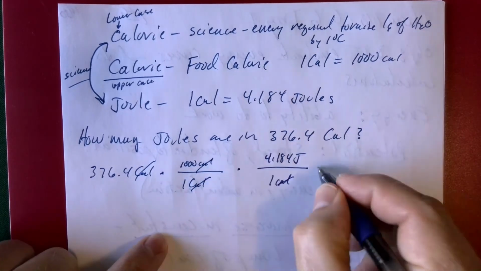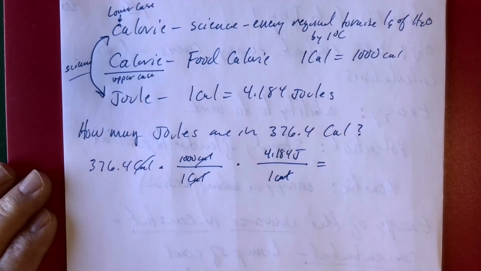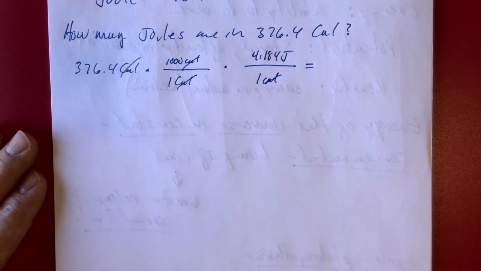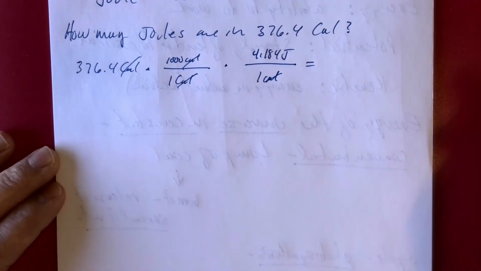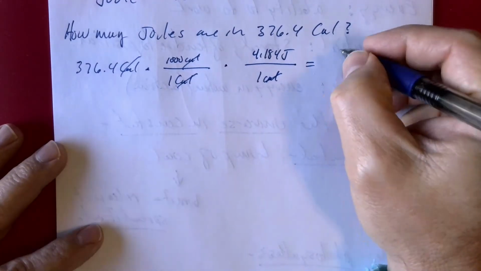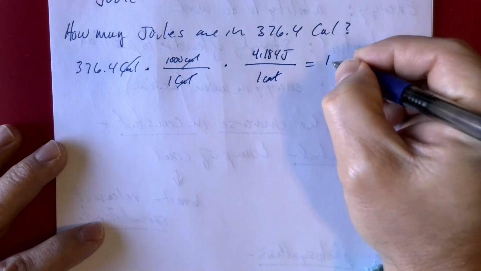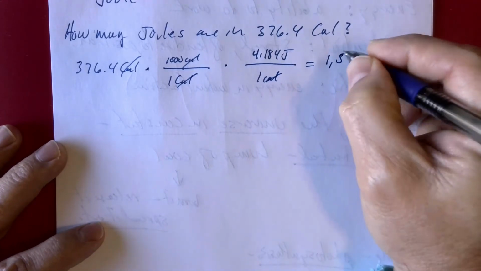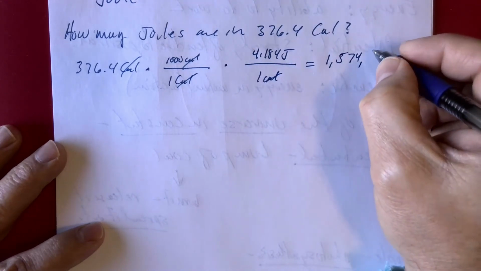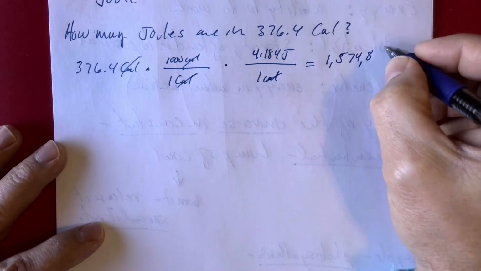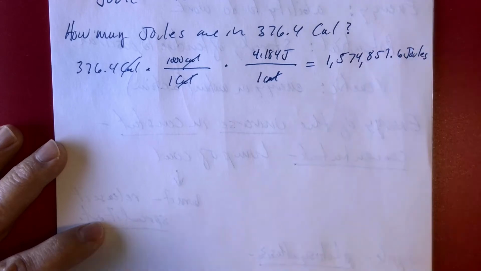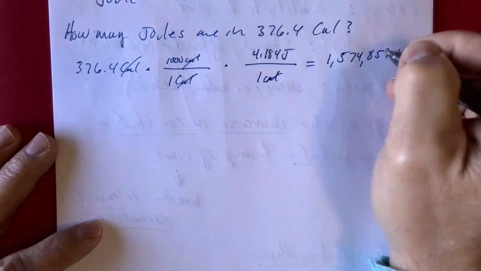Little C calories are gone. I do the math. I'm going to be left in joules. Somebody spit that answer out. I believe it is 1,574,857 joules. 1,574,000. What was the last one? 800 and what? 857.6. 0.6 joules, right? Okay, so what would be my real answer?